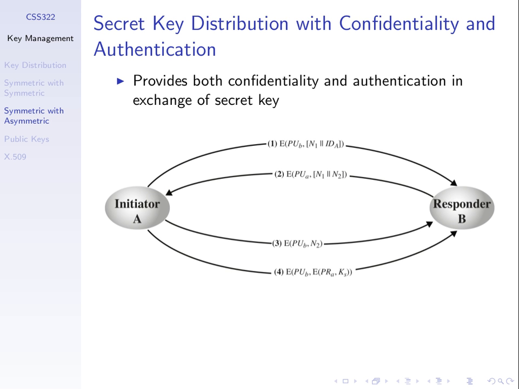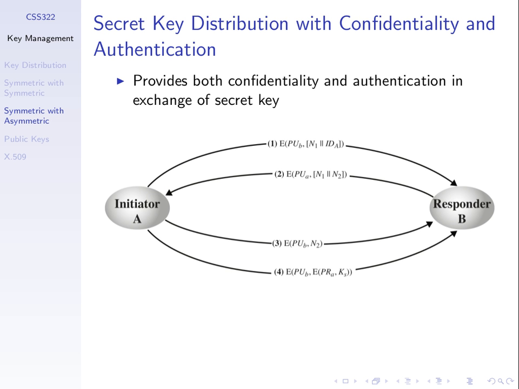If they do that, B will respond, including the nonce 2. C will not be able to decrypt message 2. If it's encrypted with the public key of A, C will not be able to decrypt it, and C will not be able to respond with message 3 in that case. So that's how we have these three exchanges to make sure we're communicating with the right user. And the last one is where we send the session key.